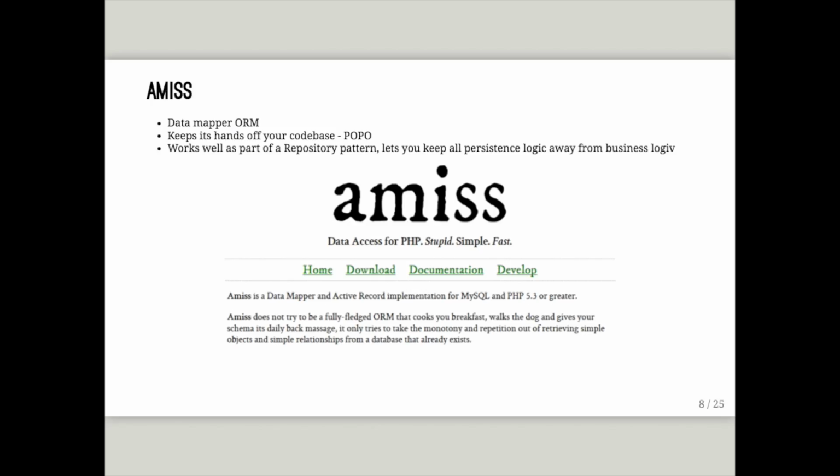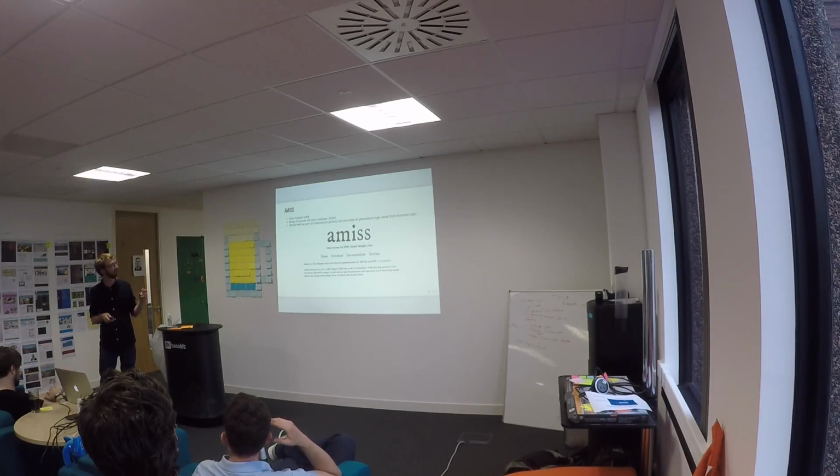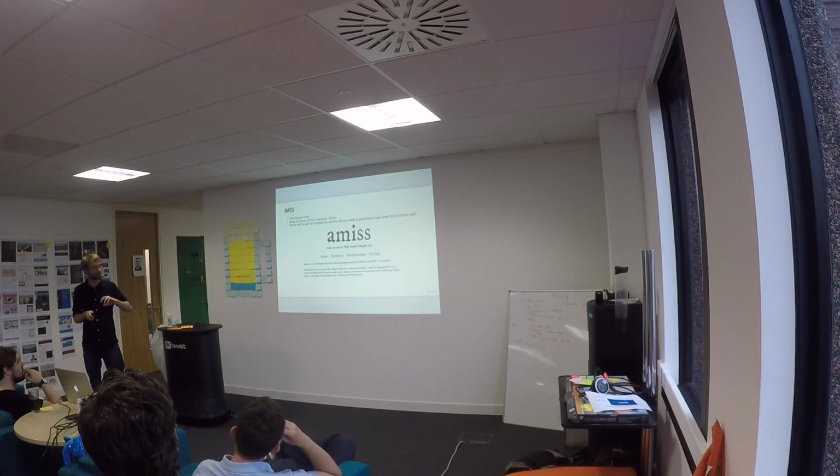My favourite PHP library to use is one called Amiss. It's an ORM, a little data mapper, which means it keeps its hands off your code base. Your models, your objects don't need to know about Amiss. You put the annotations in another file. When you want Amiss to save it, it looks at those annotations, so it can save or load them independently.